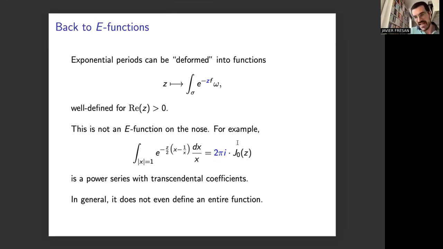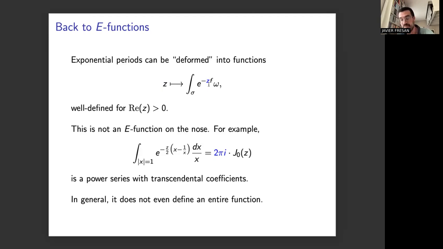And now I try to go back to E functions. And one nice thing about exponential periods that you don't have for usual periods is that it's very easy to deform them. What I mean by deform is that starting from the integral of exponential of minus f times omega along sigma, you can introduce a variable z and simply consider exponential of minus z f. There's of course the case where f is equal to zero, and then you are back to the world of classical periods, and we are just writing down the constant function given by a period. But in general, f is non-zero, and then you will get a function.